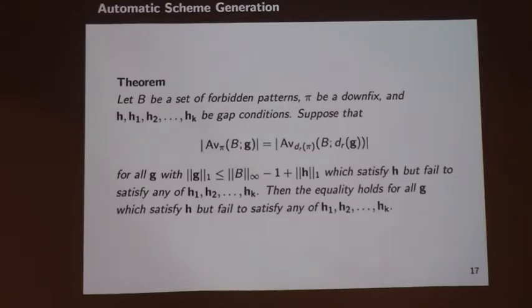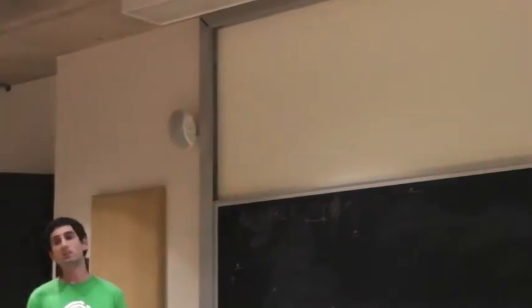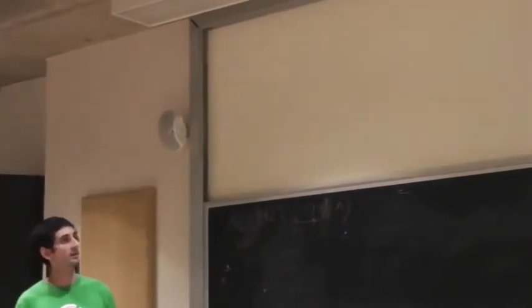So let's say that B is the set of patterns we're trying to avoid. In this case, B was 1, 4, 2, 3, and 2, 3, 1, 4. If we're trying to avoid these patterns, and we have this down fix 3, 2, 1, and let's say that we've already considered some gap conditions, what we'd like to say is that these two quantities are equal.